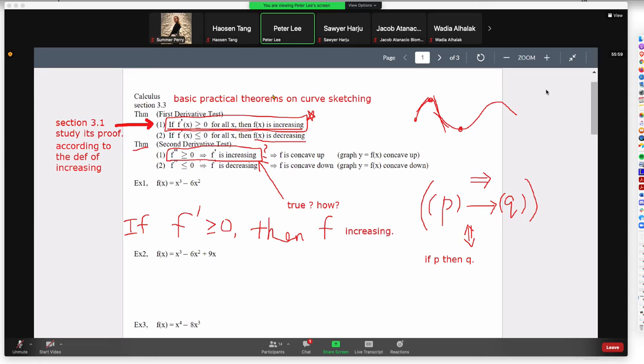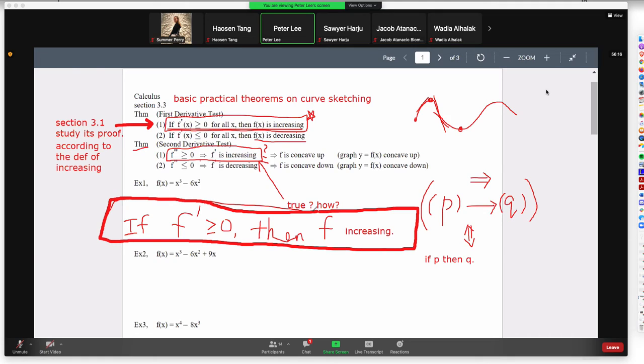So now, let me box this big theorem right here. Let me emphasize this. Let me mark it in thick. This guy right here is this guy over here. I just wrote down if f prime is greater than 0, then f is increasing. So everybody, do you see the statement? If f prime is greater than 0, then f is increasing.